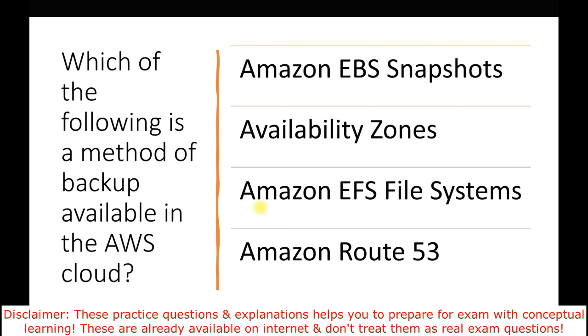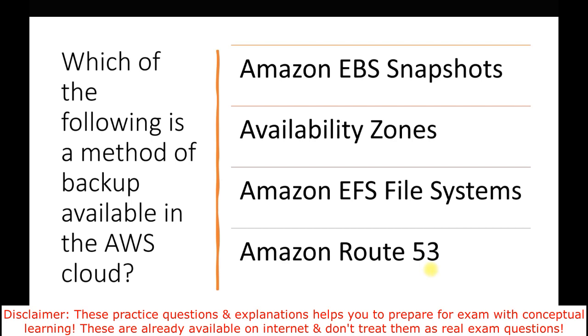So let's talk about this question. They are asking which of the following is a method of backup available in the AWS cloud. So we are looking for a method where we can keep our backup. The options are Amazon EBS snapshots, availability zones, Amazon EFS file systems, and Amazon Route 53.